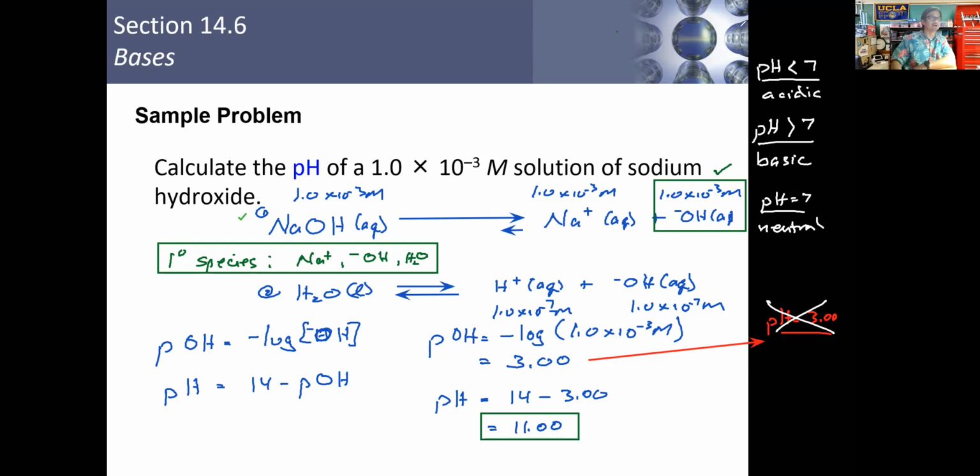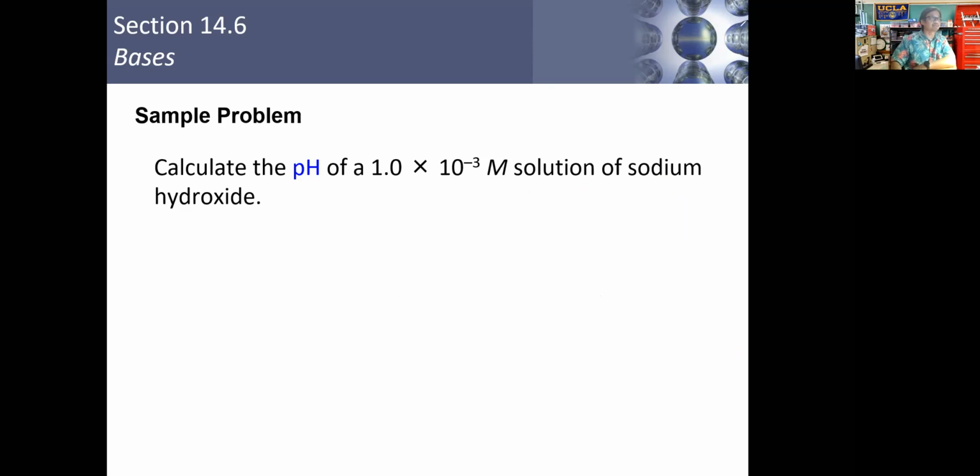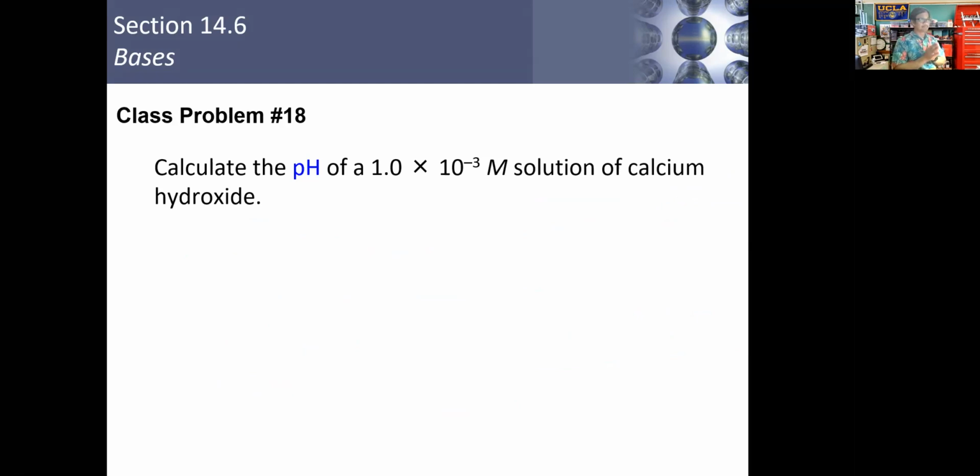Let's take a look at the next problem. This is the problem that I left you with yesterday, and there's the answer. This is number 8 from your problem set. I would like you to get out a piece of paper and show me how you would calculate the pH of this calcium hydroxide solution. Make sure you show me your work, and post your work to the Google Classroom like we've done before, so I can see how you do this.